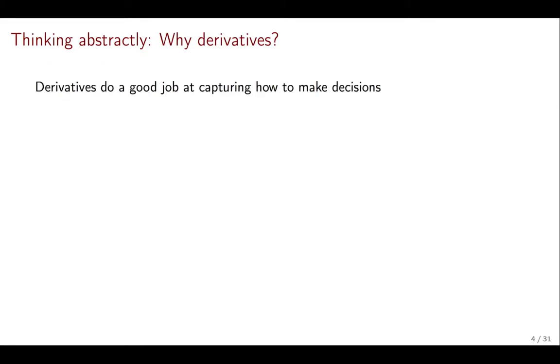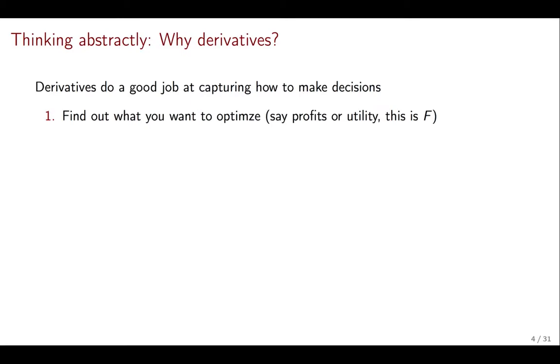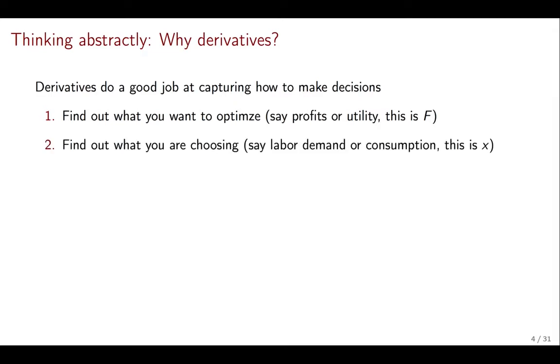So why do we take derivatives? Because derivatives do a good job at capturing how to make decisions. They basically give us a recipe. You first find out what you want to optimize, say profits or utility. This is going to be f, okay? So that's the function you want to maximize. Then you find out what you're choosing. If you're maximizing profits, you might be choosing labor demand. If you're maximizing utility, you might be choosing consumption. And this is going to be what we're going to call x.